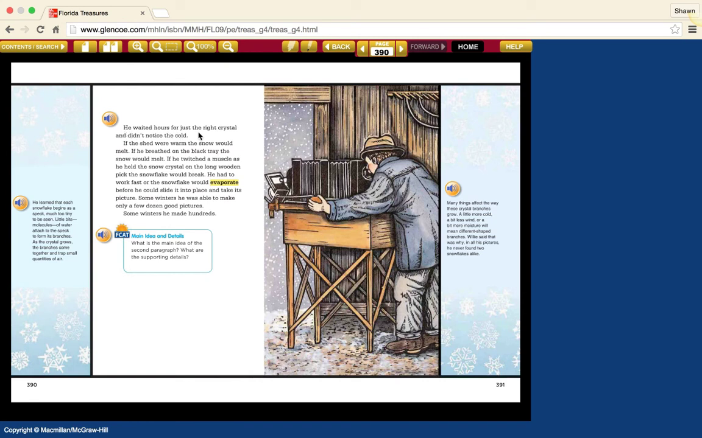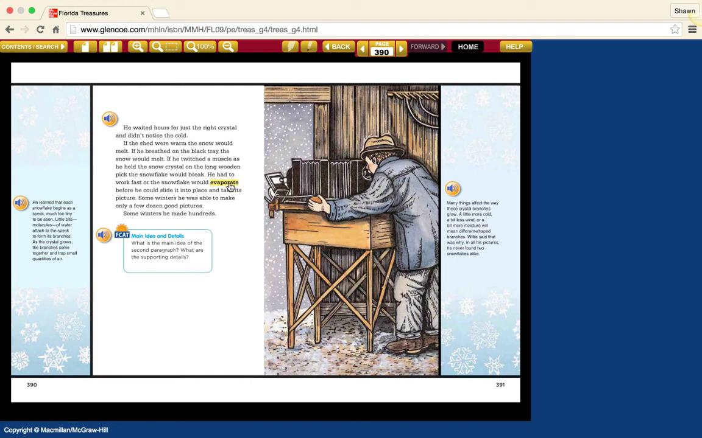He waited hours for just the right crystal and didn't notice the cold. If the shed were warm, the snow would melt. If he breathed on the black tray, the snow would melt. If he twitched a muscle as he held the snow crystal on the long wooden pick, the snowflake would break. He had to work fast or the snowflake would evaporate before he could slide it into place and take its picture. Some winters he was able to make only a few dozen good pictures. Some winters he made hundreds.